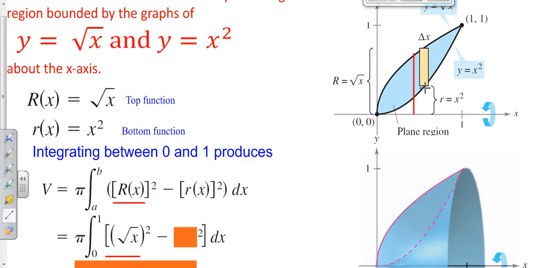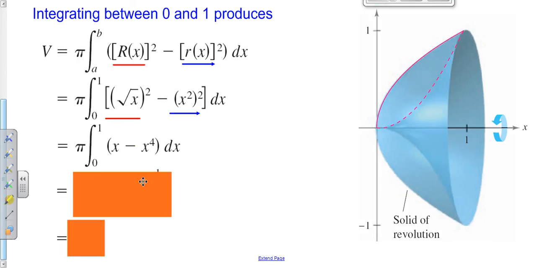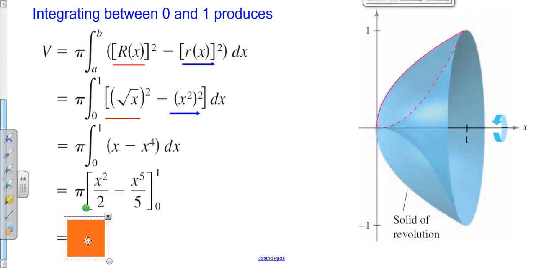Our inner radius goes from the inside of our shaded region to our axis of revolution, and that's going to be our inner radius right here. For this particular problem, it's going to be what's on top, x squared, the curved one, minus our axis of revolution. So it's x squared minus 0. Then all we have to do is solve this. We can square each one of these parentheses, and then it's just normal integration, increasing our exponents by 1, plugging in 1, minus what we get when we plug in 0, and we get 3 pi over 10.